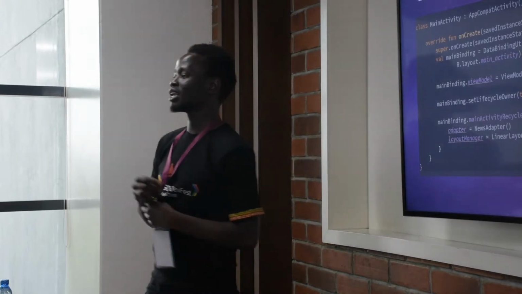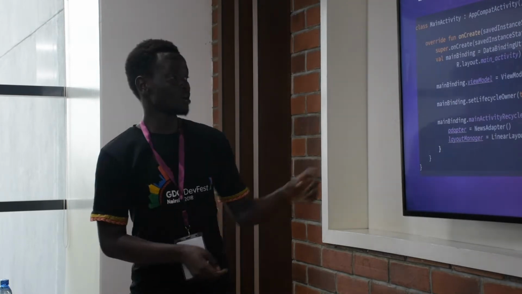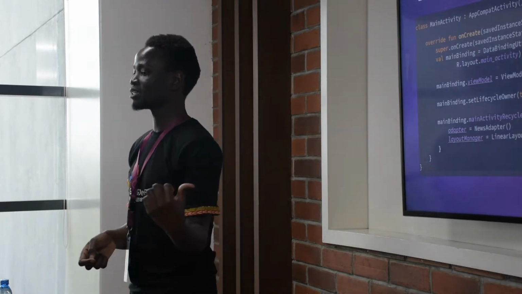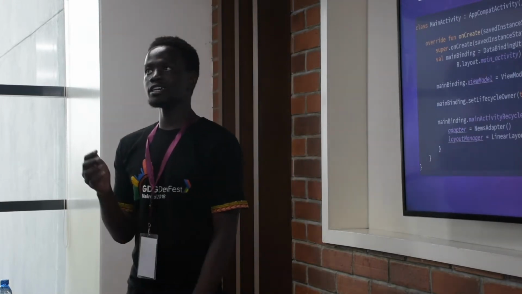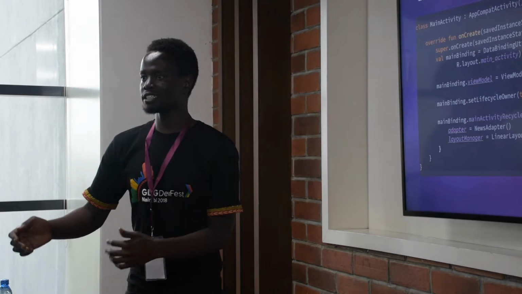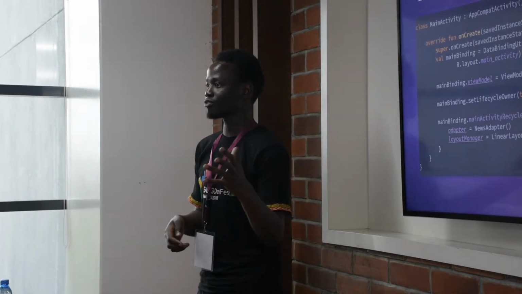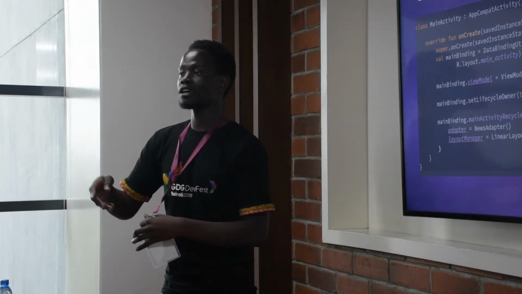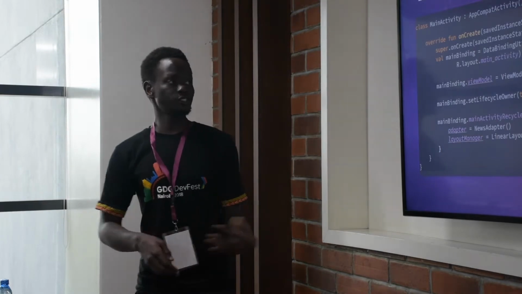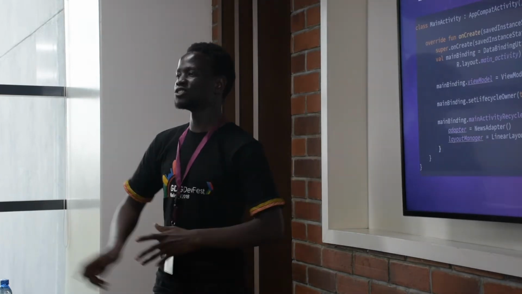So if you want to get the lifecycle benefits of LiveData, you have to remember to set the lifecycle owner of the main binding, of the binding class. Remember that LiveData is lifecycle aware, and that's the advantage it has over maybe an RxJava observable. Because for RxJava, you have to call the dispose method on your observable. But now using LiveData, you actually don't need to care about the lifecycle of that data.